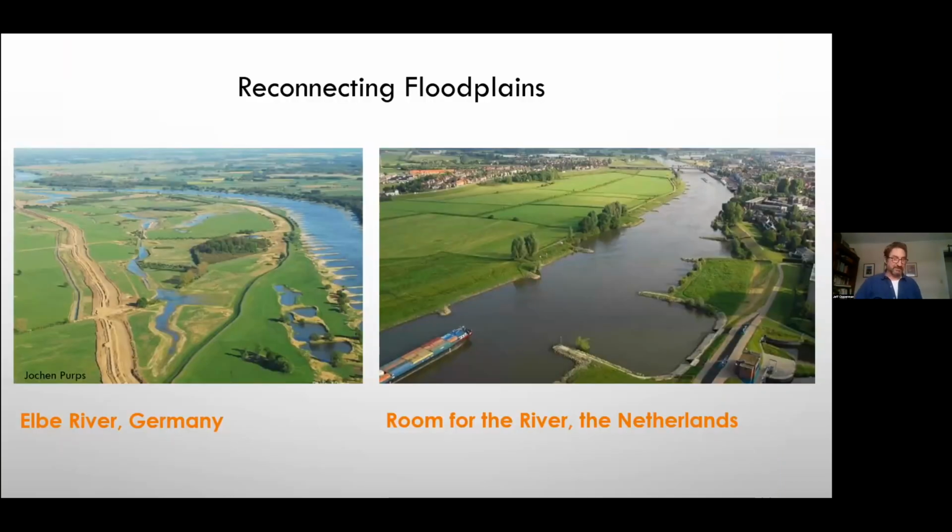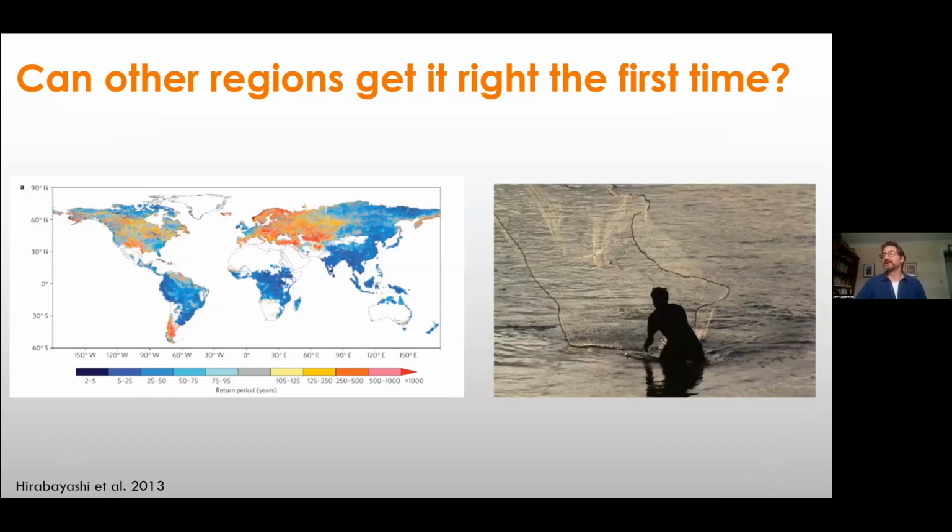So reconnecting floodplains is not just a way to keep people safe, but it could potentially be a way to bend the curve back up. We see the LPI curve is going down. We need to bend it back up. Reconnecting floodplains through nature-based solutions could be an important way to do that. And if we look at the blue, all of these parts of the world that are going to be having increased flood risk, can they integrate nature-based solutions the first time?